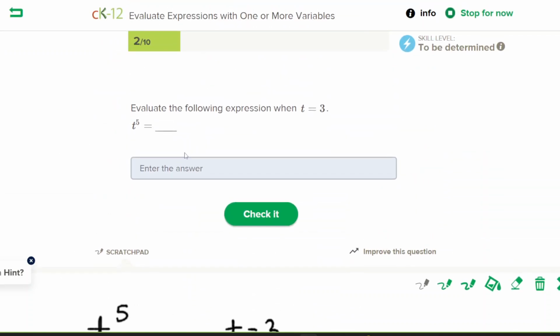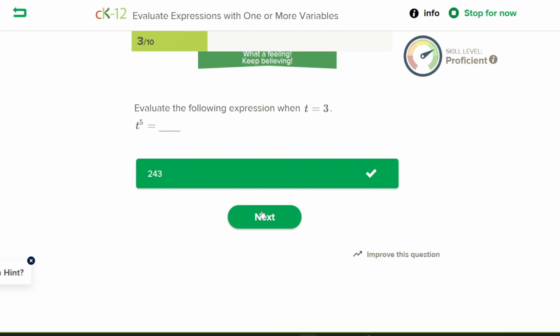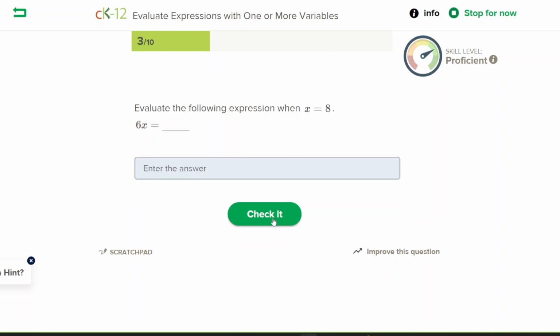And that's what we're being asked to actually enter. So I go in the bar there, enter 243. Let's check it out. Great. All right. I like the little positive messages here too. What a feeling. Keep believing. All right. So next.